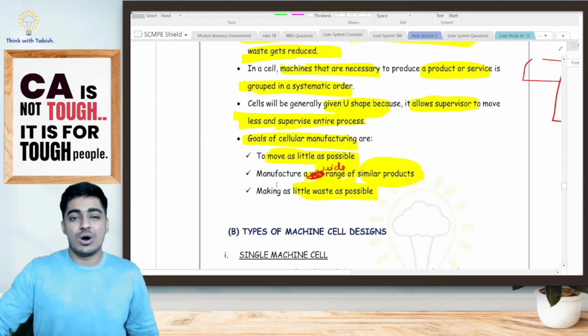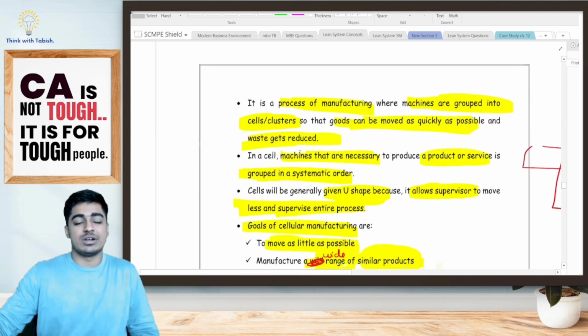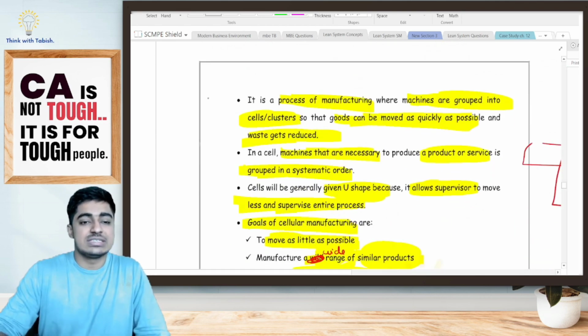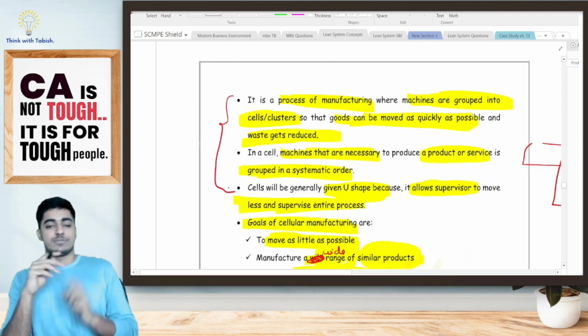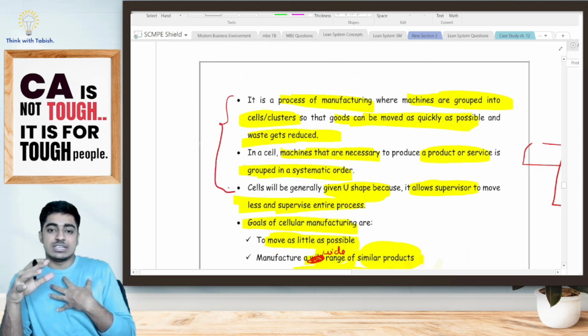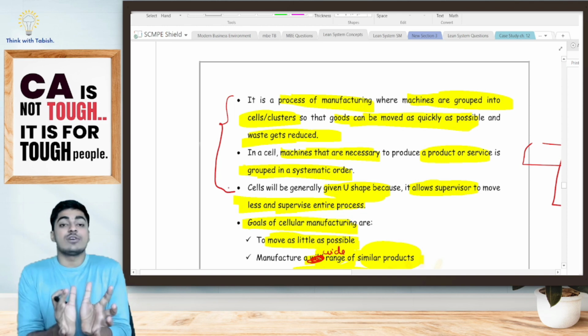So this was all the theory. What is important for you, if at all you have to write, is this sentence. These two to three things. First, how are we doing manufacturing? Machines are grouped in the form of cells.